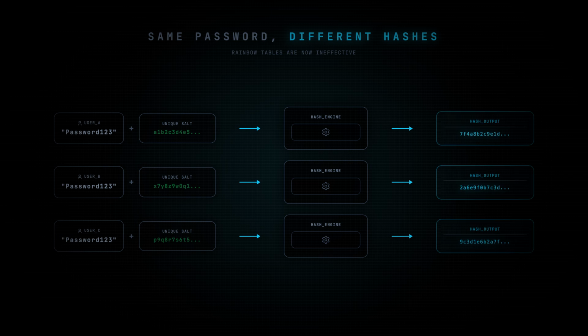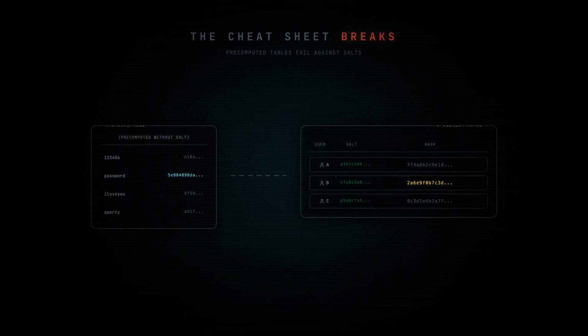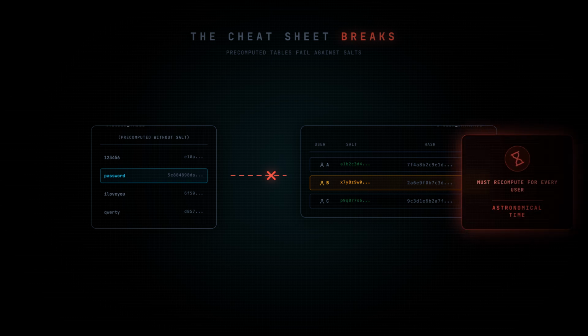The hacker's cheat sheet, the rainbow table, is now useless. They can't pre-compute the hashes anymore because they don't know what the salt will be for each individual person. They would have to build a new cheat sheet for every single user on the site, and that would take until the end of the universe.